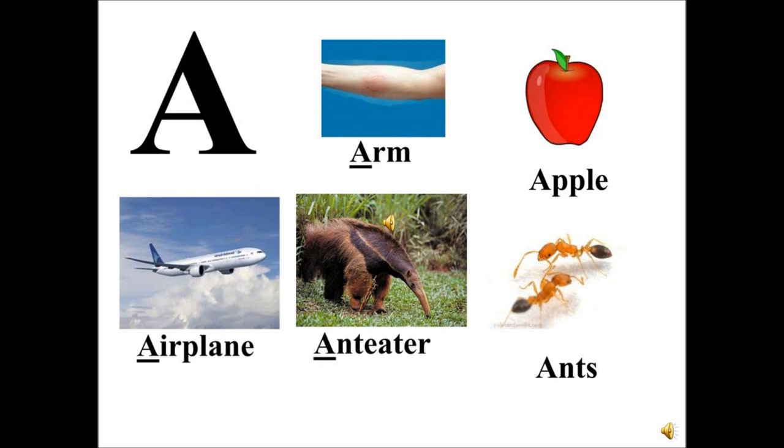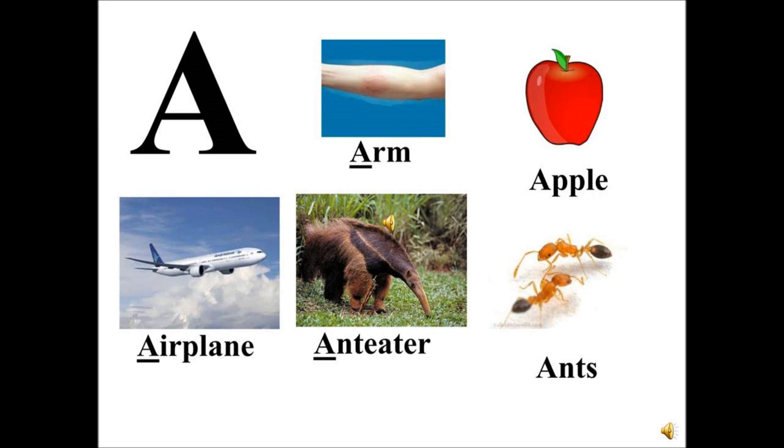What is that? That picture is of an animal called anteater. Anteater. That's an animal called an anteater. Anteater begins with the alphabet letter A. Let's spell anteater. A-N-T-E-A-T-E-R. Anteater.